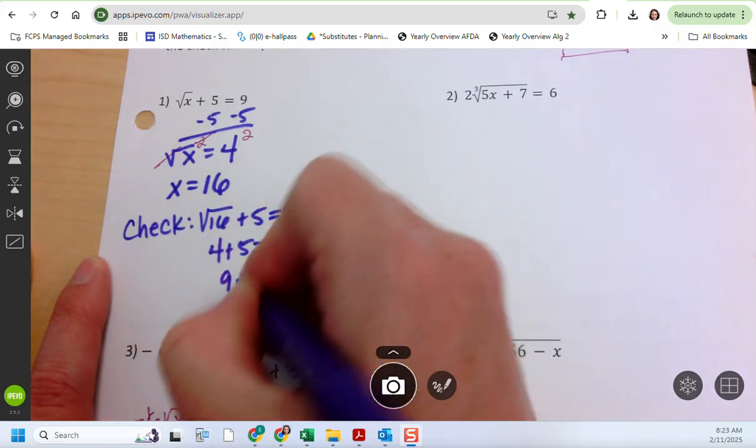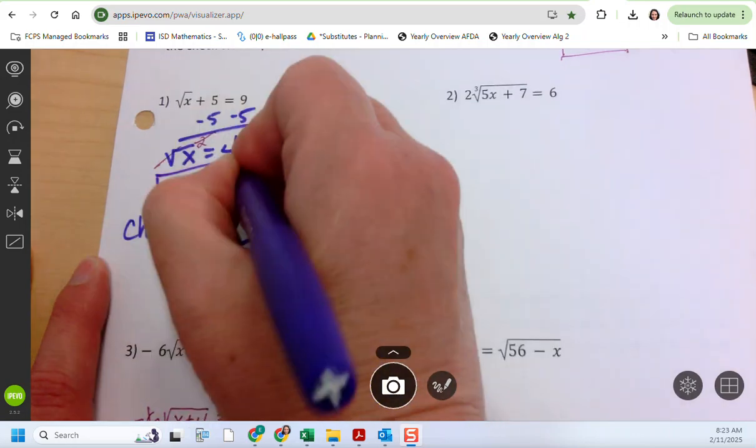And I get 9 equals 9. So it checks out, and I can box up my answer here.